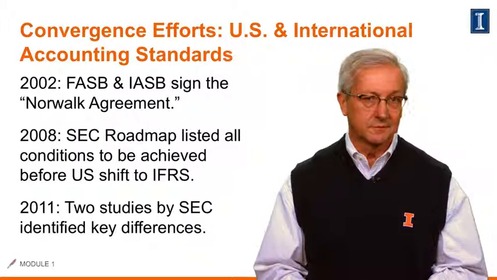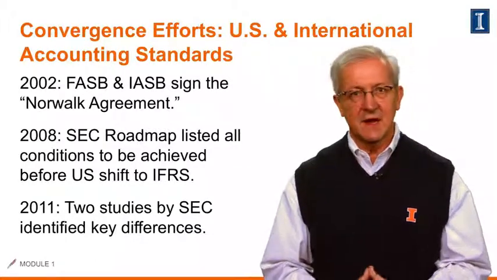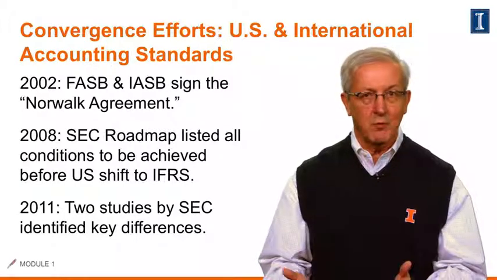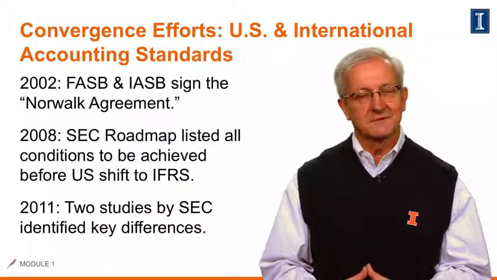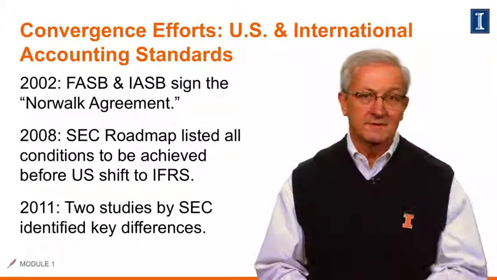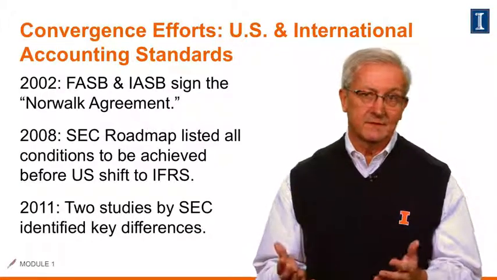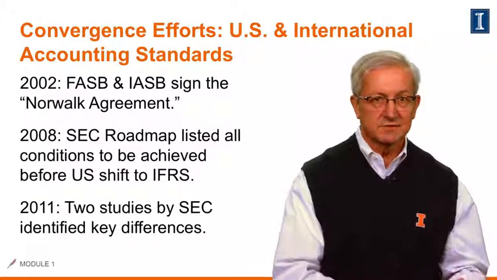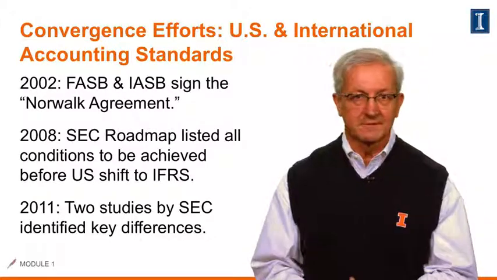Back in 2002, both organizations, the FASB and the IASB, signed what we call the Norwalk Agreement. Remember where the FASB is located? In Norwalk, Connecticut. That's the name. Then in 2008, the SEC roadmap listed out the conditions before the U.S. shift would be considered to go to IFRS.